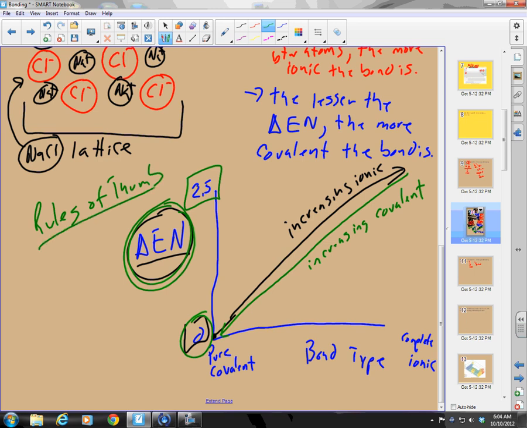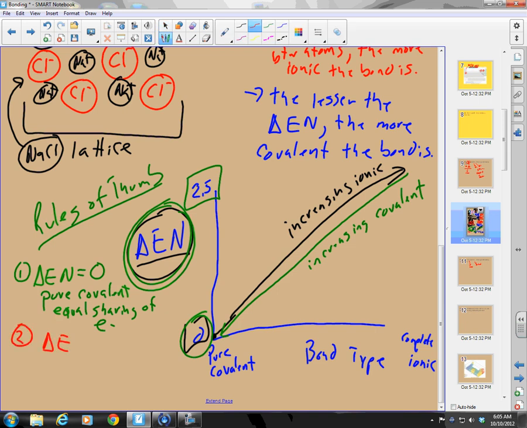Number 1, when my delta EN is equal to 0, we call that pure covalent. And what is pure covalent? Pure covalent is equal sharing of electrons. Okay? Good.